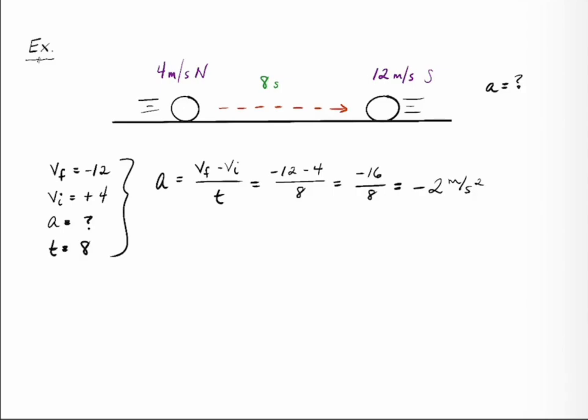While I will accept negative 2 meters per second squared, it is a little bit better to go one step further. And back in the beginning of the problem, I noted that south was negative. So the fact that I get a negative answer just tells me that it is 2 meters per second squared to the south.